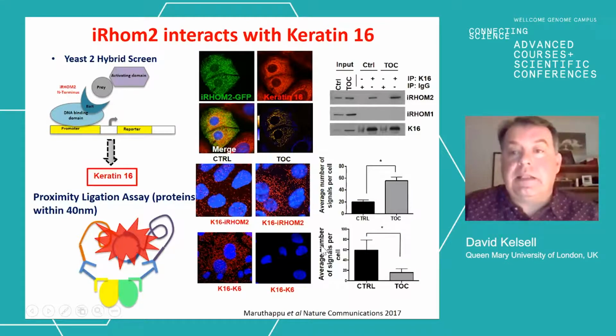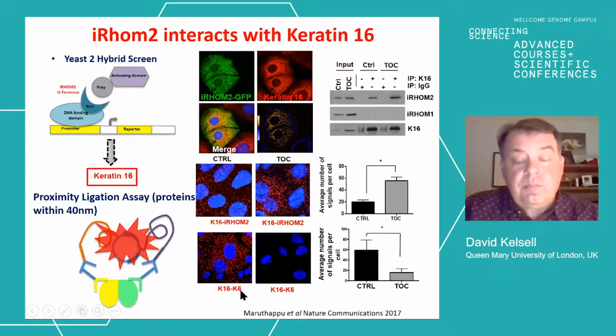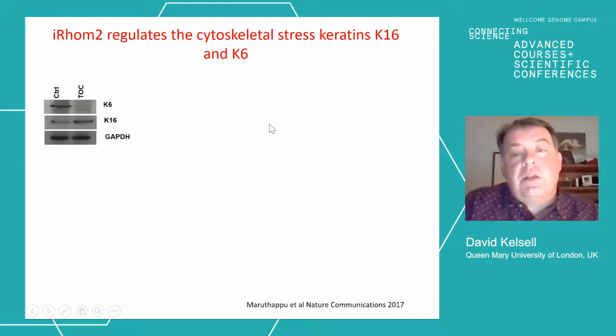Now, keratin 16 is a type 1 intermediate filament protein, and its normal binding partner is its type 2 keratin, keratin 6. So we did the same experiment looking at K16, K6 interaction. Sure enough, in control, we see lots of positive signals indicating these two keratins are heterodimerizing and forming filaments. Whereas if you look at K16 and K6 in TOC keratinocytes, you can see very little interaction. So it looks as though iRhom2 is regulating keratins K16 and K6.